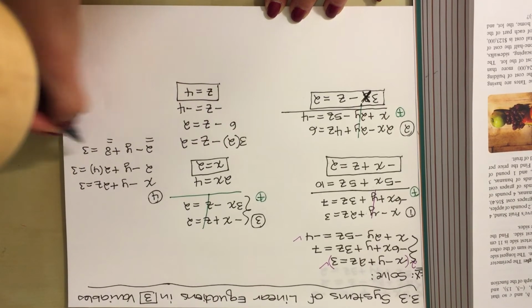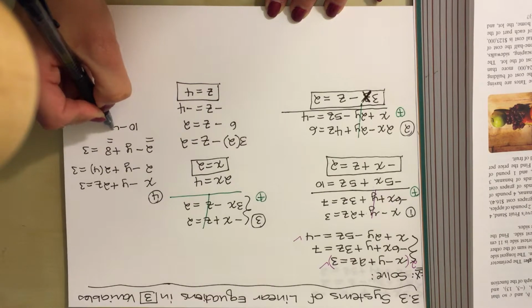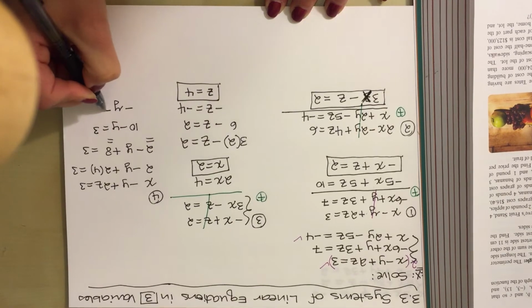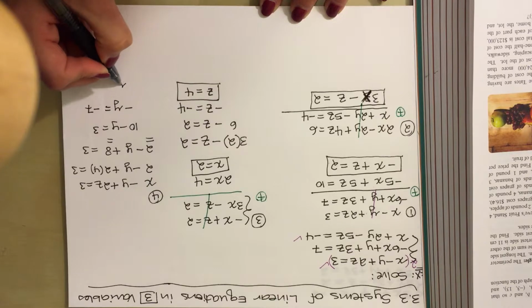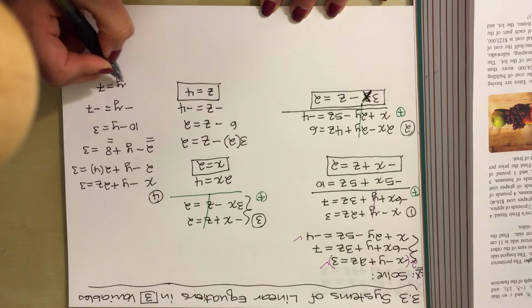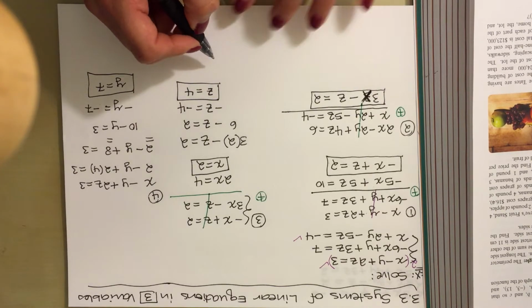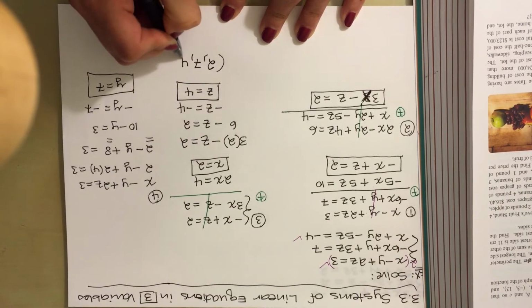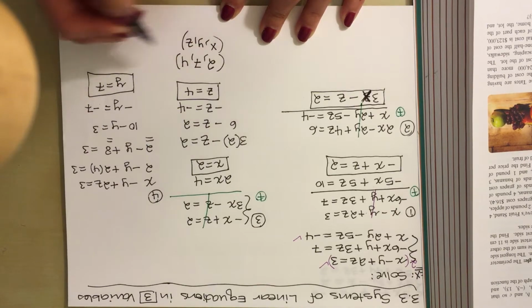Combine like terms. That's going to give us 10 minus y is equal to 3. Subtract 10. Divide by negative 1 on both sides. And we have our solution. You can write your answer as an ordered triple: 2, 7, 4. It has to be in the order x, y, and z.